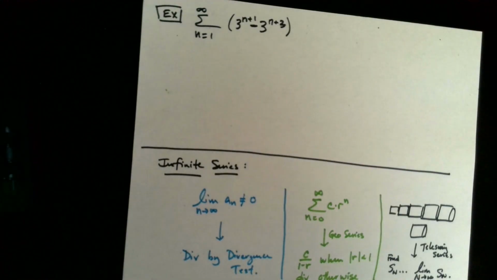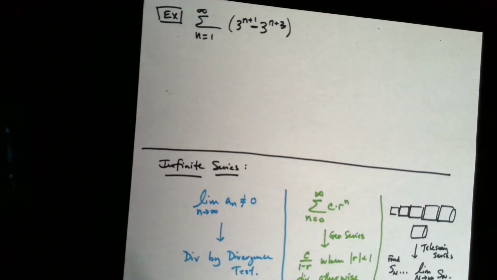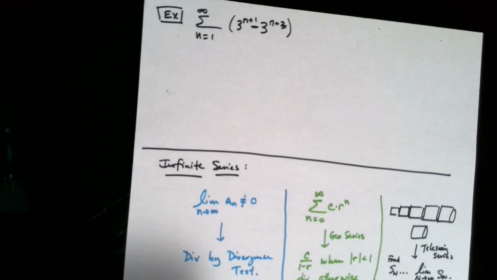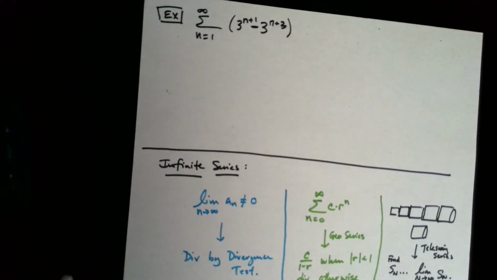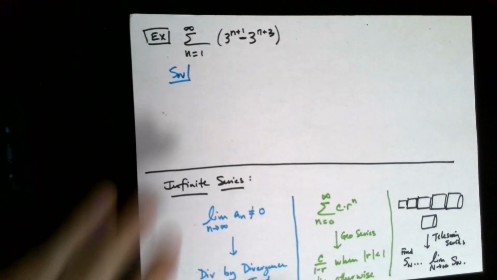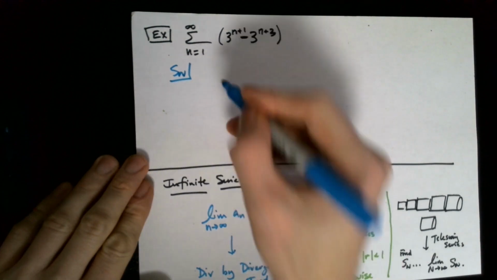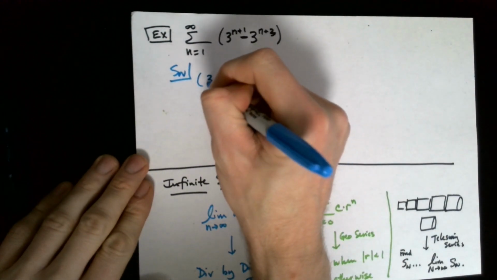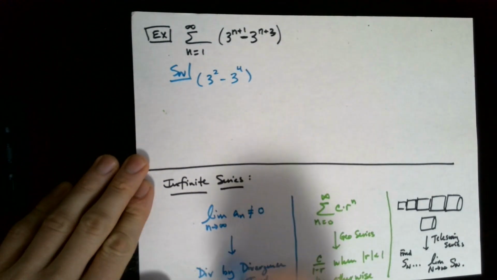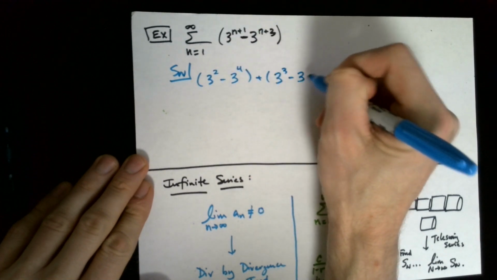Okay, so one more example to get ourselves a solid grip of these telescoping series. What about this series? This is the sum from n equals 1 to infinity of 3 to the n plus 1 minus 3 to the n plus 3. So first thing we'll do to try to get a grip of what's going on is try to get a value for the sum of the first n terms. So we'll start at n equals 1, and I get 3 squared minus 3 to the 4th. The next term is for n equals 2. I get 3 cubed minus 3 to the 5th.